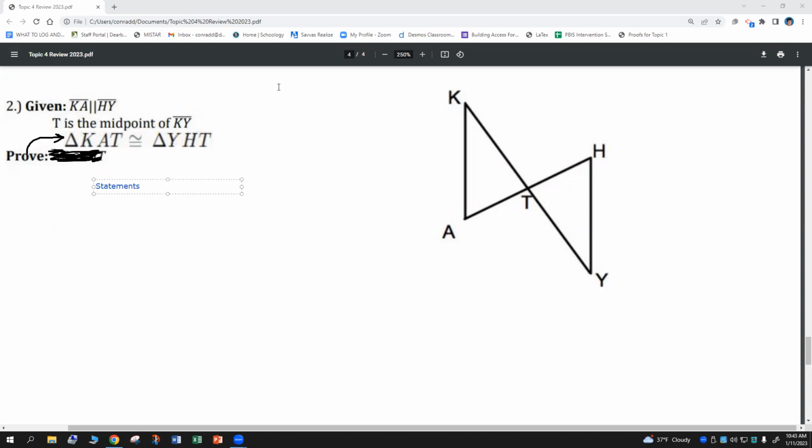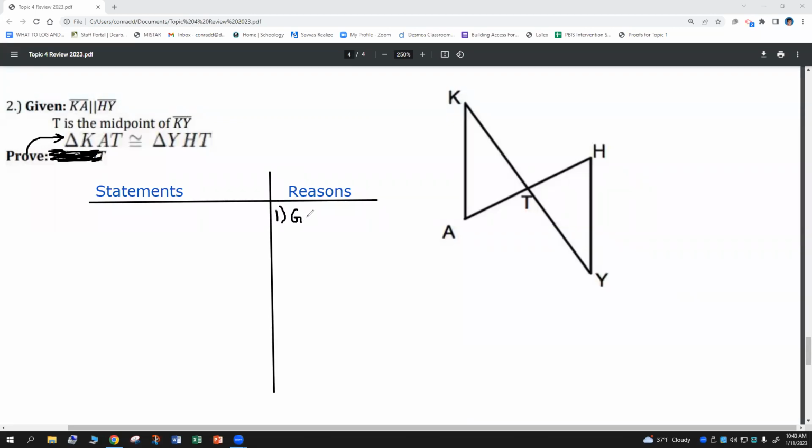All right, so we're going to put statements on the left. Get some bigger font here. And then put reasons on the right. Draw a line down the middle. There we go. All right, number one is always your given. So we're going to write in our given.